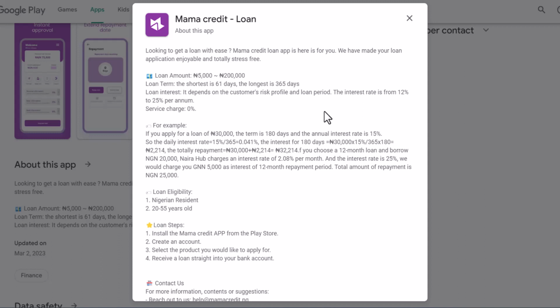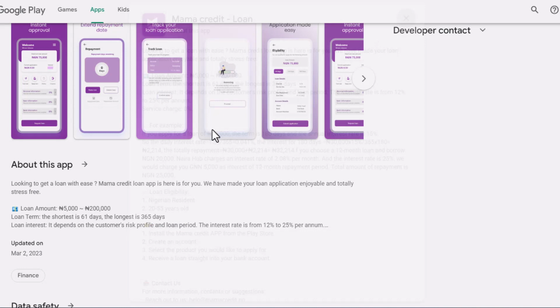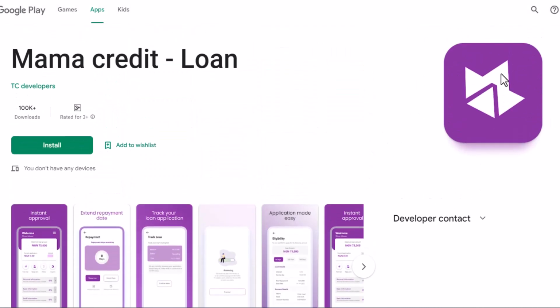So these are the best loan apps with low interest rate. In my own case, you can also find some other loan apps in Nigeria, but I will advise you to go with any of these loan apps in Nigeria if you are interested in borrowing money with a very low interest rate.